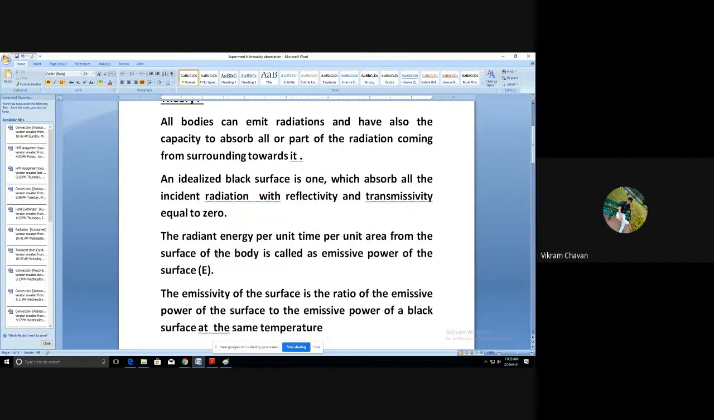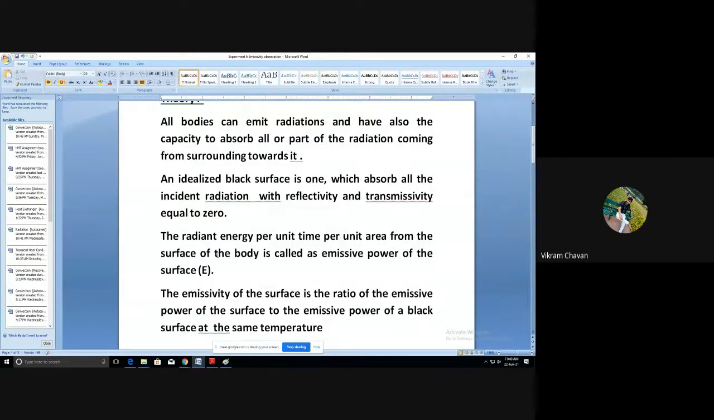If you know the emissive power of a black body, and if you know the emissive power of a normal body or a gray body for the same material, then it will be easy to calculate the emissivity of that gray body.